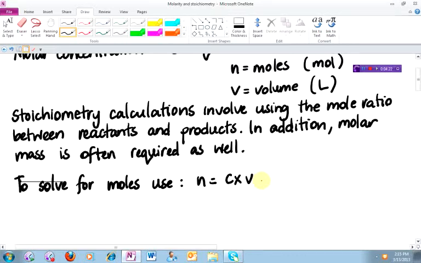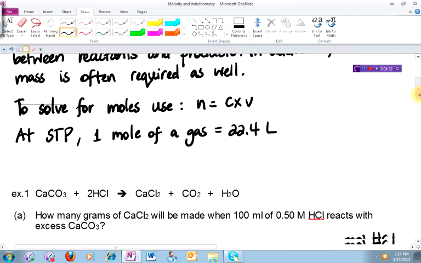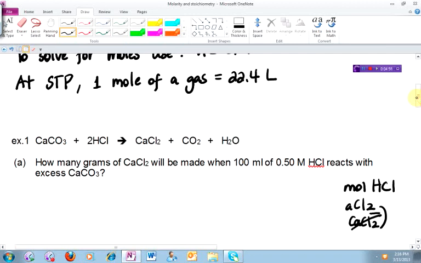Also, if one of your products is a gas, or one of your reactants is a gas, your conversion factor, remember, at STP, so at standard temperature and pressure, 1 mole of a gas is equal to 22.4 liters. But that's only at standard temperature and pressure. So let's take a look at a couple of problems that we have.